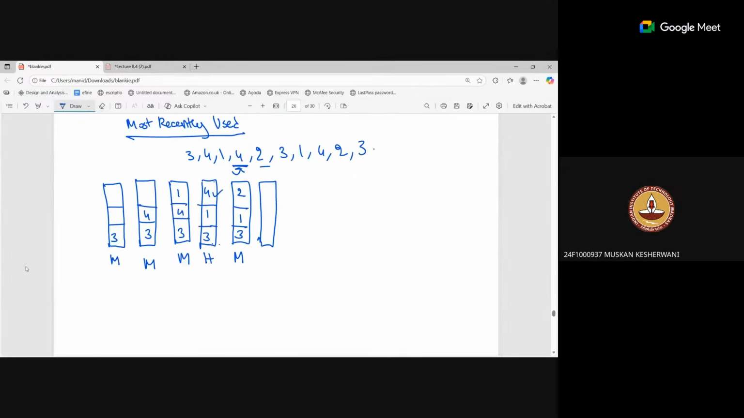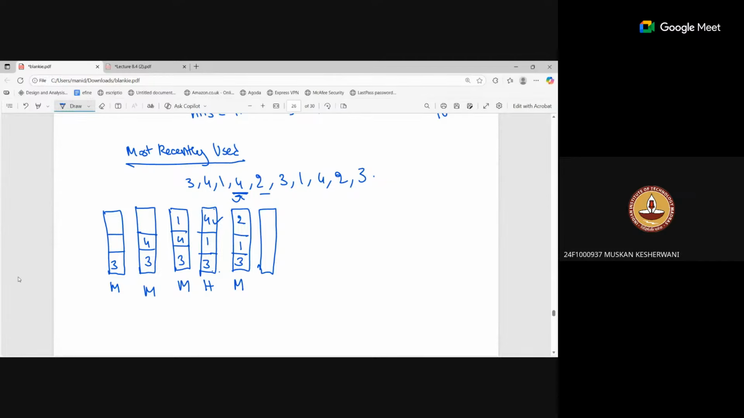But ma'am, if it missed, we will remove the oldest one. But if it hit, we will remove the earliest one. No, if it is a miss, only then replacement happens. If you don't have the frame that you want, then only you have to replace. If it is already present, then you just change the order.